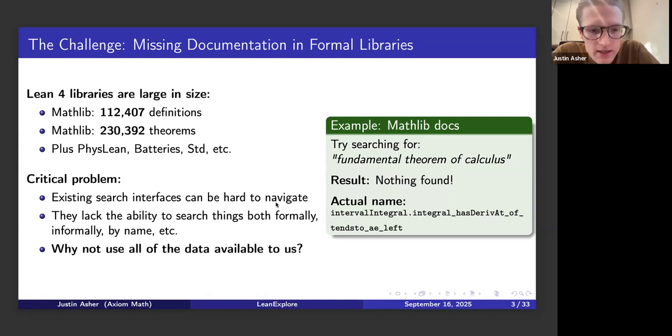So the existing search interfaces are quite difficult to navigate, and I wanted to create something that was a lot easier to use. They lack the ability to search for things both formally and informally by name. A lot of the existing search engines only choose to index by one data type. So LeanSearch will index by informal names or informal descriptions, and then the Mathlib docs use a system where you can search over the formal names, and other ones will search over types. My goal was to index all of that data into one place, under one roof.